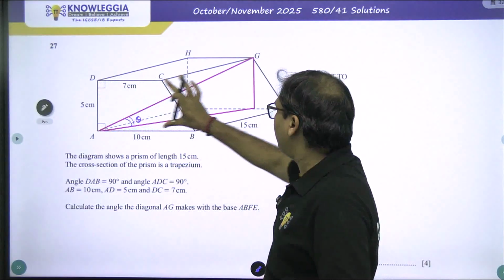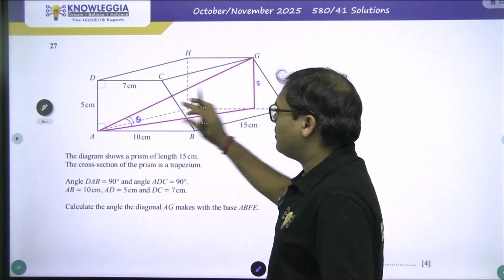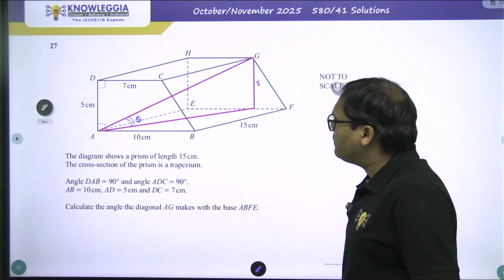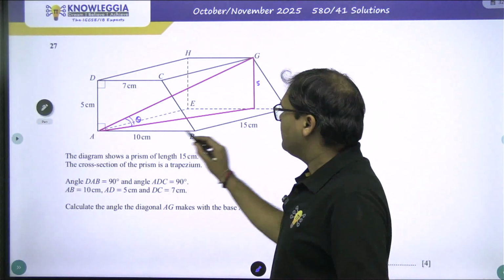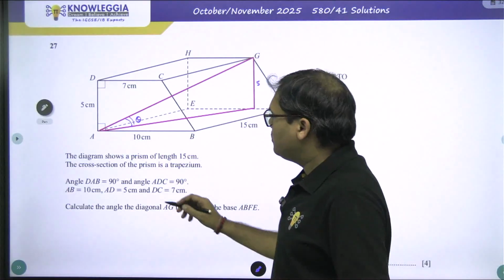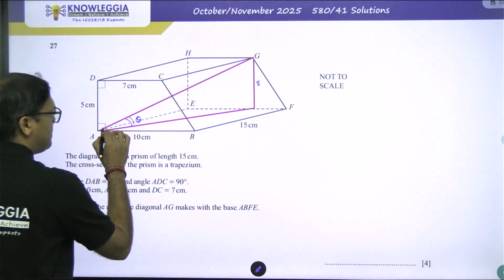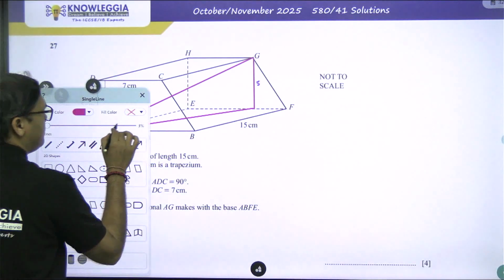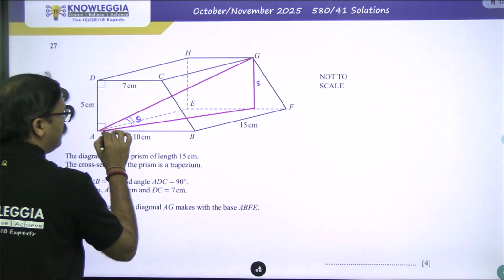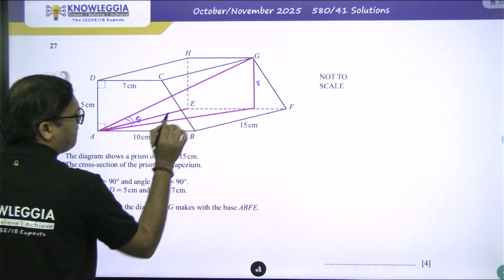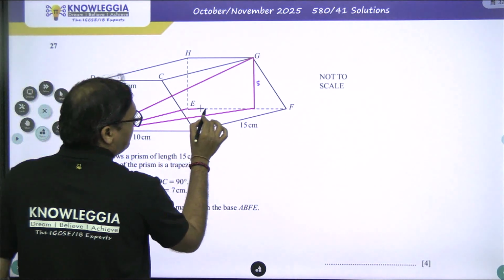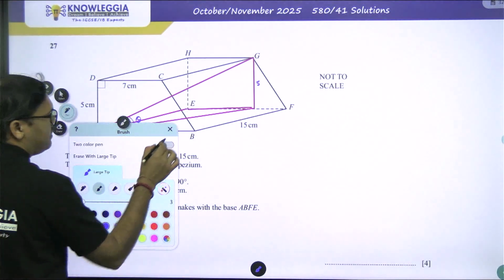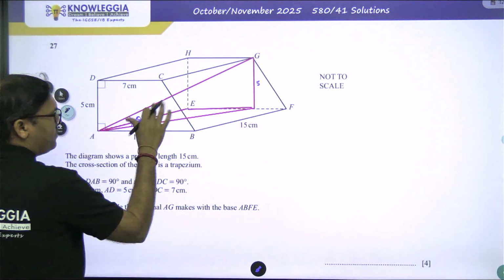First thing is, if this is 5, you can easily say this is also 5 because this is parallel, and you can see exactly this is the same figure, right? Now just observe this. How can you find this length? Now let's find this length. So here you can see this length is equal to 15. This is 15. I just draw this. And you can see, I can easily find this also. So this length is 15, so this is also 15.